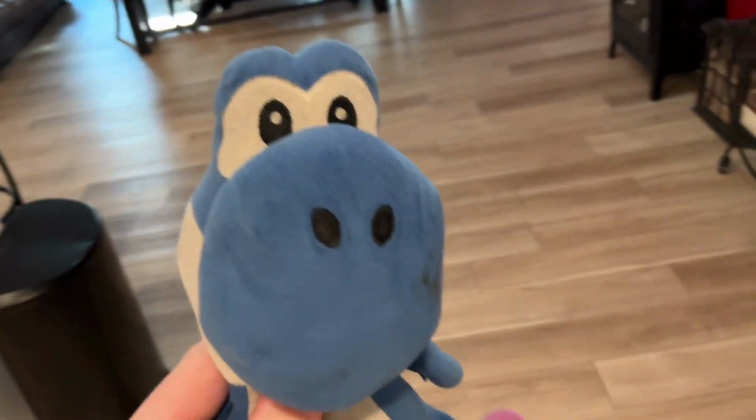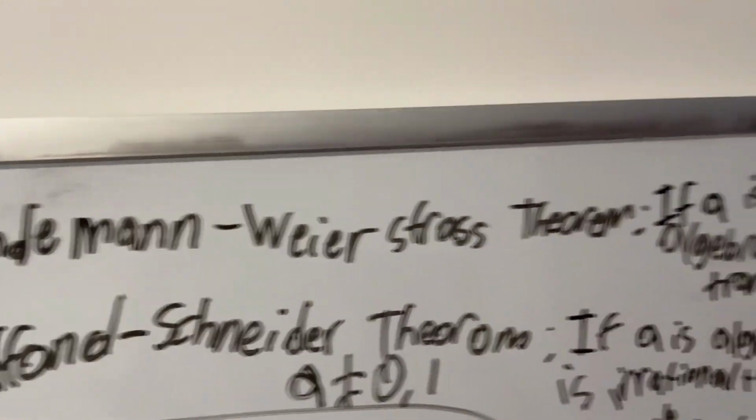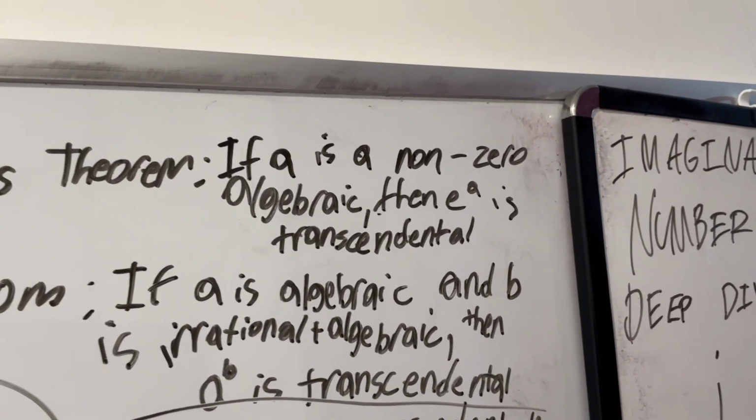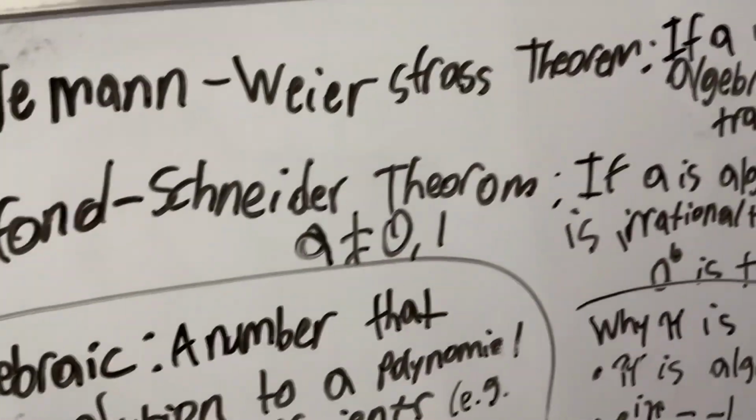There are 2 theorems in this that I'm not going to show you the whole proof of, because that would make the video so long, hard to explain, and it would waste a lot of marker. And it's not relevant. But these 2 theorems are the Lindemann-Weierstrass theorem: if a is a non-zero algebraic number, then e to the power of a is transcendental. And the Gelfond-Schneider theorem.